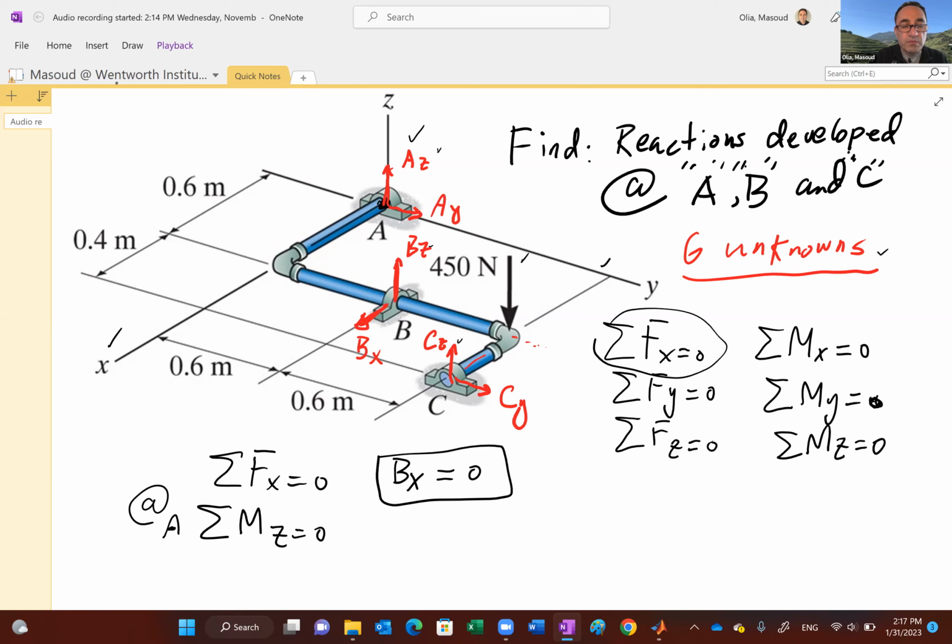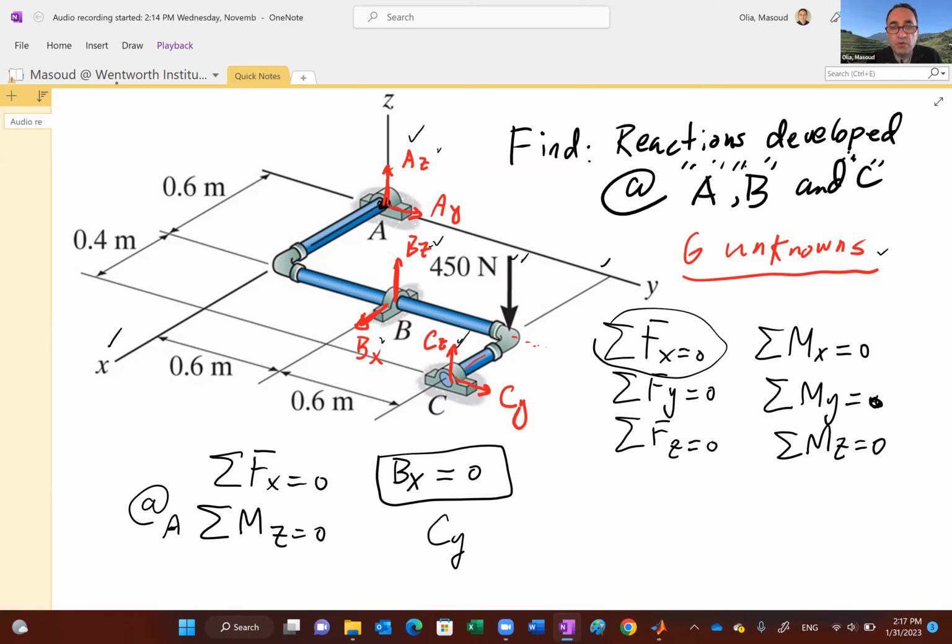So where the axes are actually. All right, so notice that forces that are sitting on the axis don't have any moment about that axis. Forces that are parallel to that axis don't have any moment. So like B sub z, 450, and C sub y. B sub x is already 0, so that only leaves you C sub y.